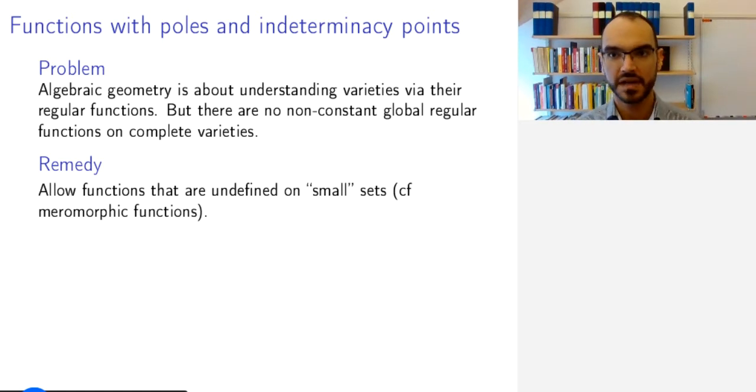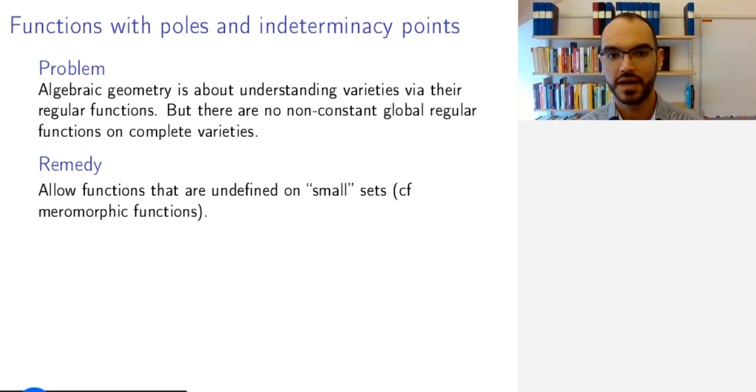For complete varieties, the situation is worse. So in the completeness lecture, we saw that on a complete variety, there are no non-constant globally defined regular functions. On connected complete varieties, I should say. So what do we do about this? We want to allow more functions. The definition of a globally defined function is a bit too rigid, it seems. And so we will allow functions with poles and indeterminacies and things like that.